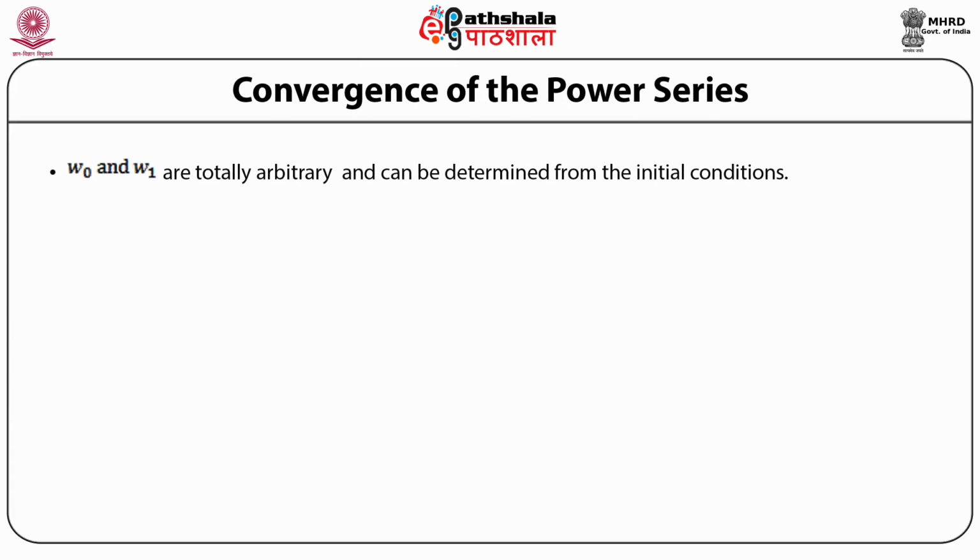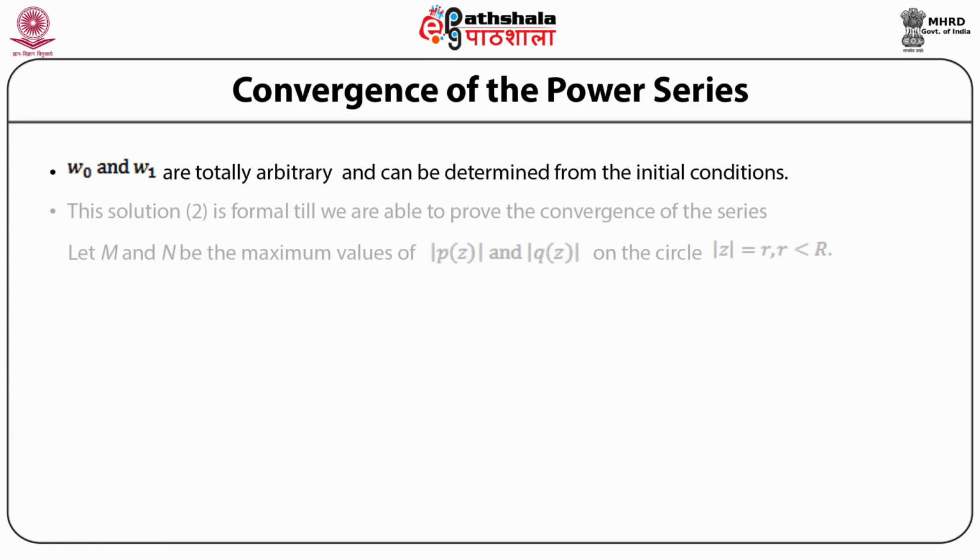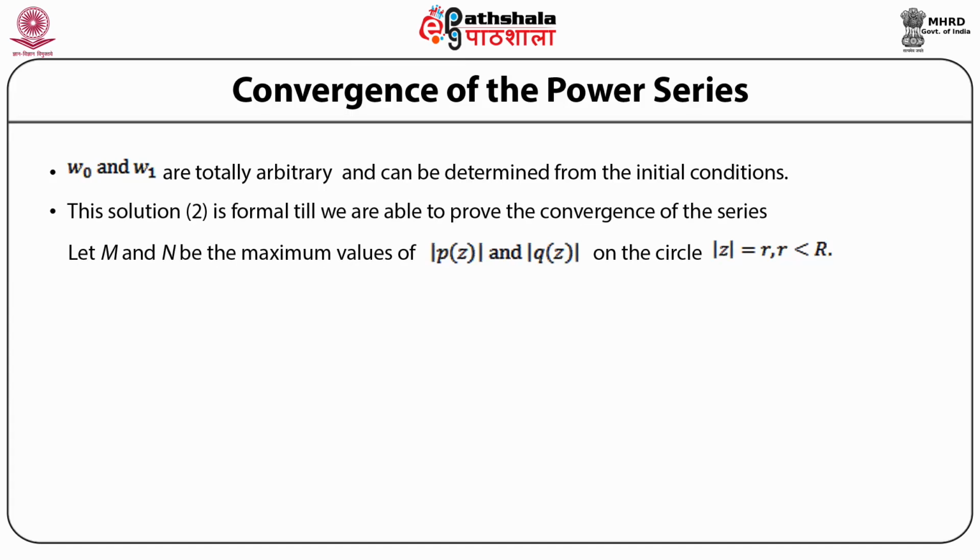Here, c0 and c1 are totally arbitrary and can be determined from the initial conditions. So, the computed power series solution given by equation number 2 of the differential equation is formal till we are able to prove the convergence of the series.